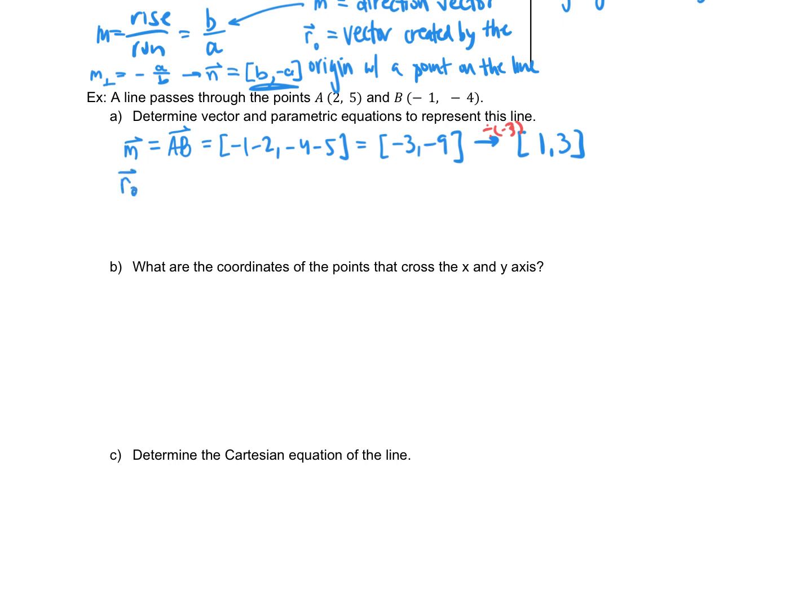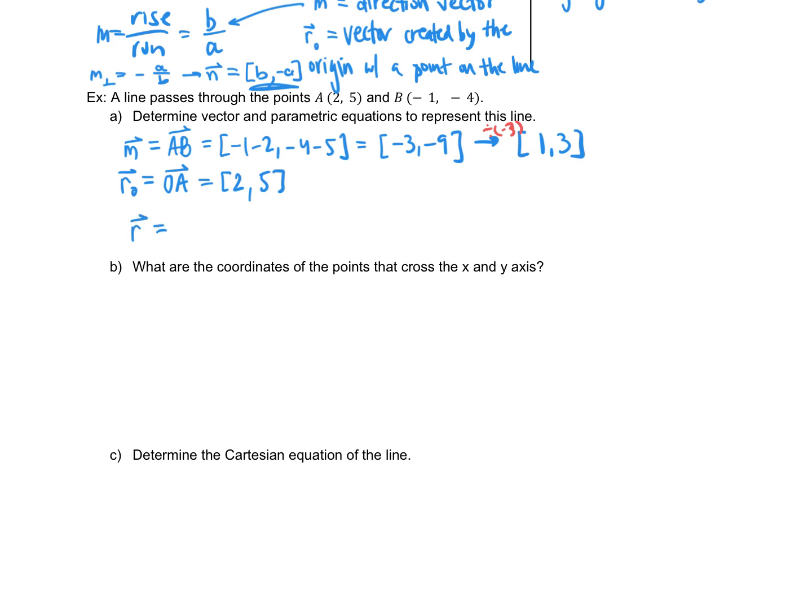And then for my other vector, this vector is the one that starts at the origin and goes to any point on the line. And I have 2 points on that line, so I can use A or B. I'm going to use A. So this vector is going to represent the vector from the origin to A. So 2 minus 0 and 5 minus 0. Okay, now we have our vectors.